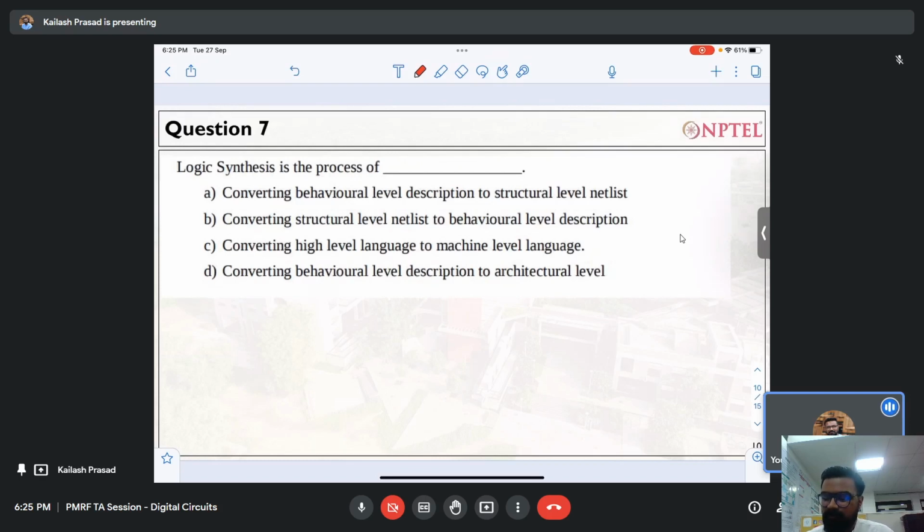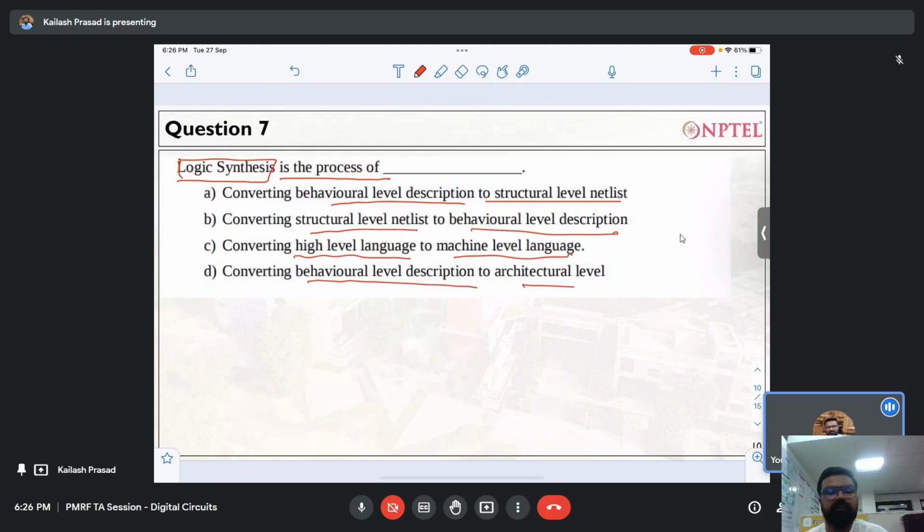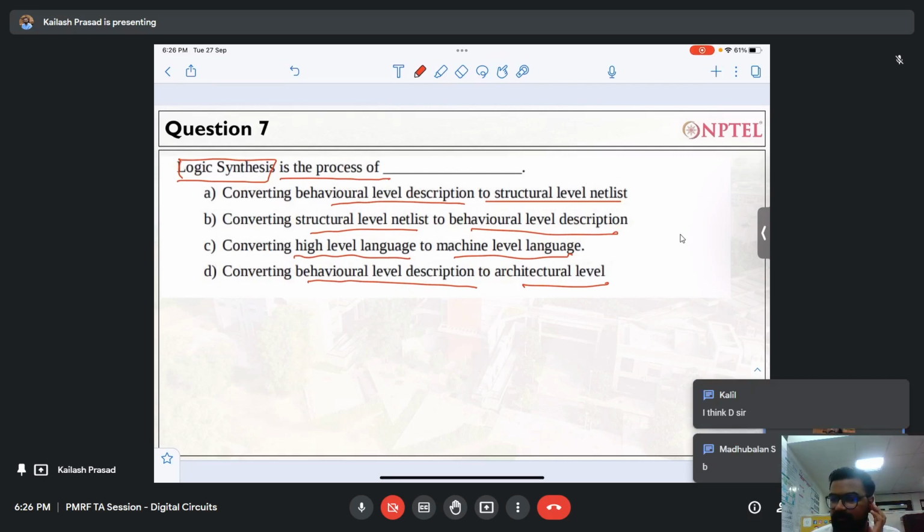Anybody know about logic synthesis? What is logic synthesis, and what is the meaning of logic synthesis? I have four options. Converting behavior level description to structure level netlist. Converting structure level netlist to behavior level description. Converting high level language to machine level language. Converting behavior level description to architecture level description. So many terms. Anybody wants to answer this? Okay, Khalil thinks D. Madhubalan thinks B.